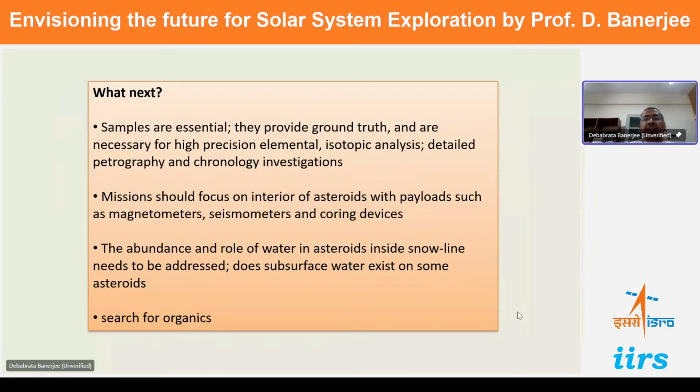So what next? Samples are essential. They provide ground truth and are necessary for, this is true for Moon, this is true for Mars, asteroids, and other objects as well. For high precision elemental isotopic analysis, detailed petrography and chronology investigation, missions should focus on the interior of asteroids as well. So to understand the interior of the asteroid, particularly using magnetometers, seismometers, and then water in asteroids inside the snow line. Do you have subsurface asteroid? We do not know. And organics as well.